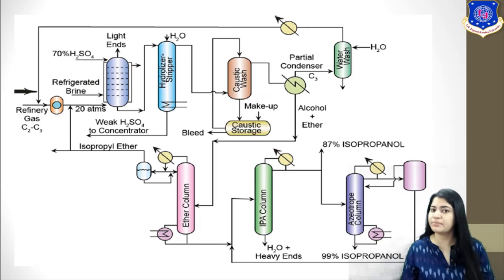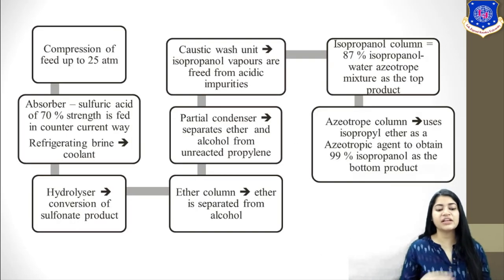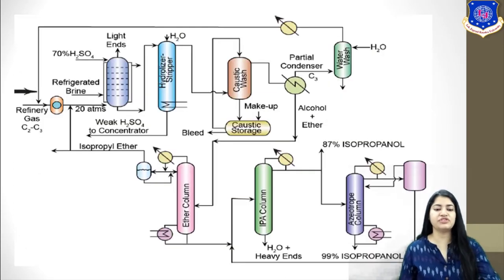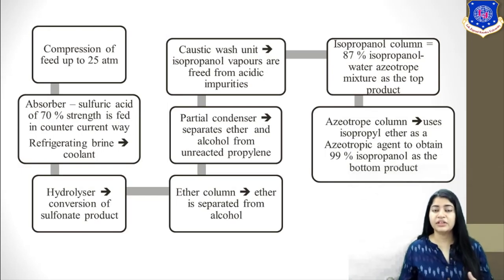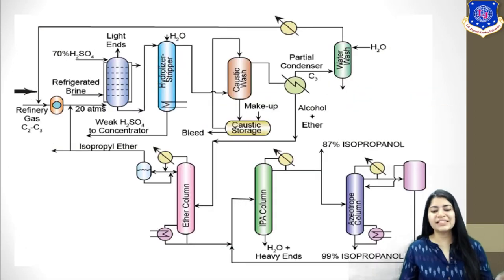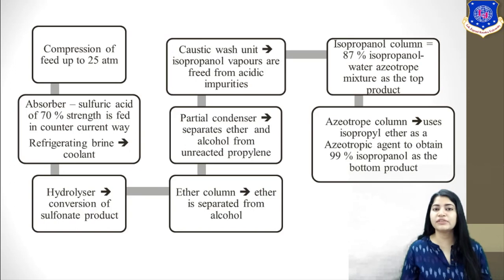The third step is you are sending this reaction mixture into the hydrolyzer stripper, where water is added for conversion of the sulfonate product. So hydrolysis reaction occurs. Now the next step is you are sending it to caustic wash. Now in caustic wash, what is happening?